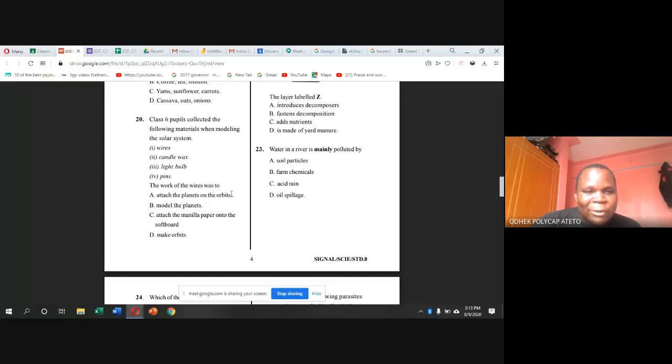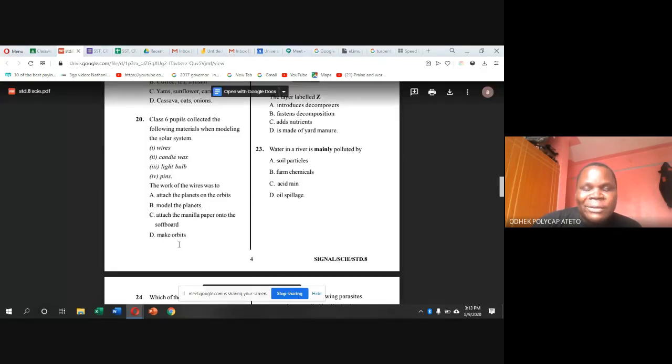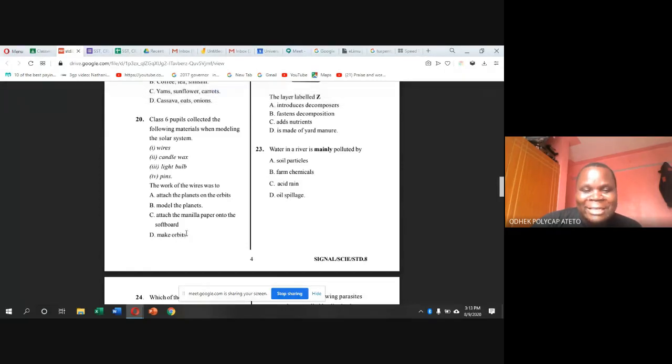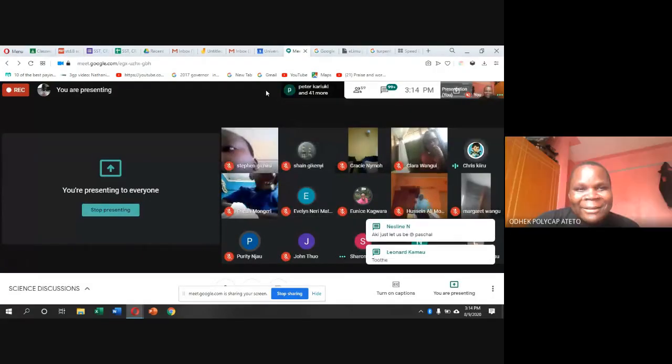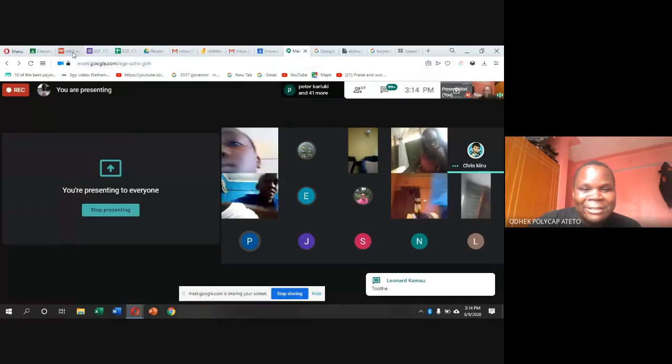Attach the planet on the orbits. We have pins, so you just check what we have here. Already we have pins to do that. So the only thing you can do with the wire is to make orbits. Although that one was more tricky because most people went for attachment. How many people went for attachment? Why not? Yes, it was tricky.